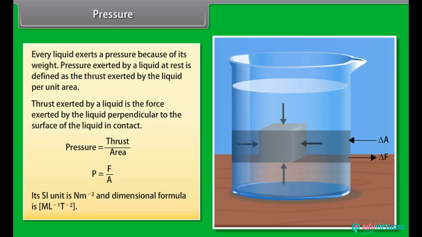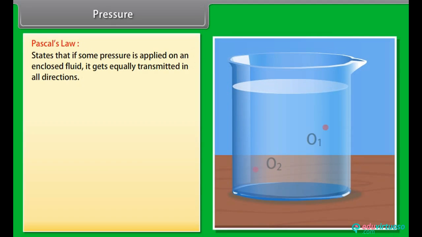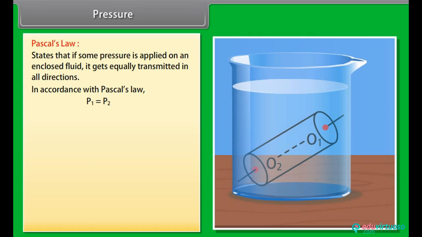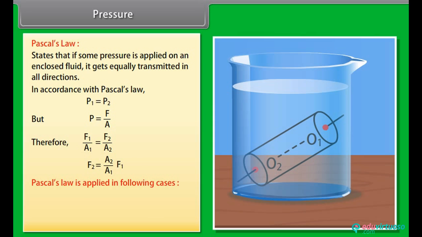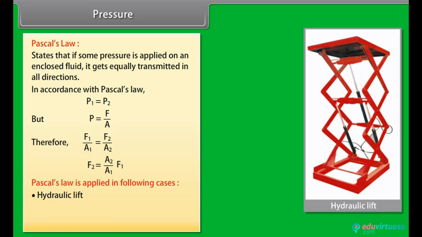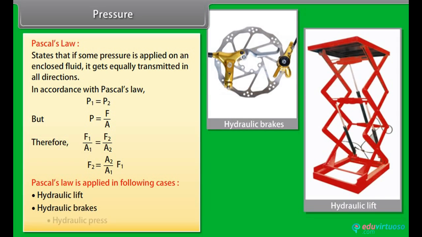Pascal's law states that if some pressure is applied on an enclosed fluid, it gets equally transmitted in all directions. In accordance with Pascal's law, P1 = P2, but P = F/A. Therefore, F1/A1 = F2/A2. It gives F2 = (A2/A1) × F1. Pascal's law is applied in the following cases: hydraulic lift, hydraulic brakes, and hydraulic press.